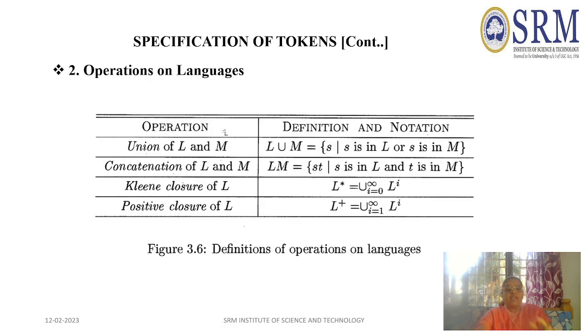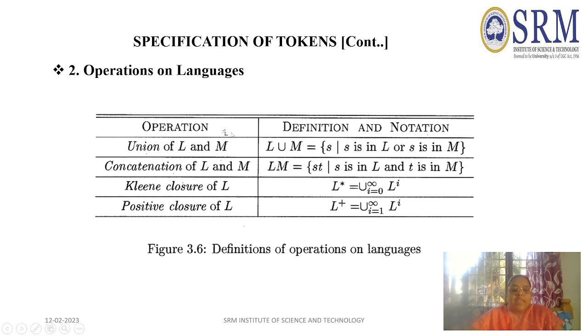Now coming to the next topic of the formal notations, that is the operations on languages. What are all the operations that can be performed on languages, that we are going to see now. So union of L and M. L is a language, M is a language. As you all know, L being a language means it has its own finite set of strings and finite set of alphabets. Similarly, M will have its own finite set of strings and alphabets. So union of L and M.